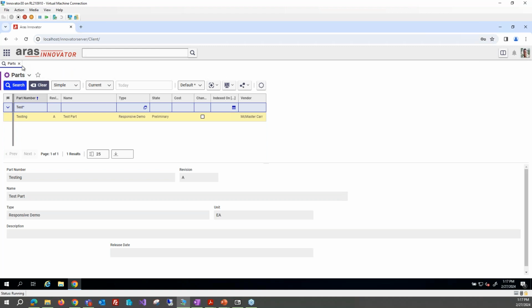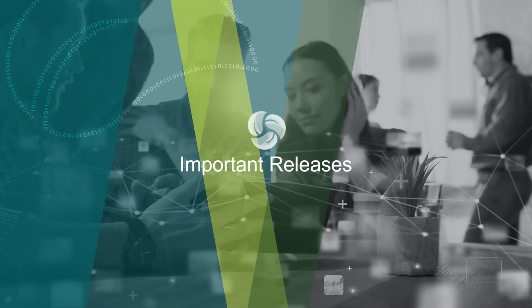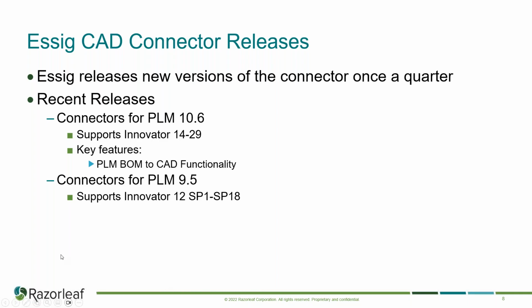So this is where we want to cover, one, the important information about Aras releases that are upcoming and have come before, but we also want to cover some of our partner releases as well. One of our key partners here is Essig PLM. They create connectors for Aras to connect to various CAD systems. And Essig releases new versions of the connector usually once a quarter. So if, say, release 30 came out this quarter, they'll have a new connector release for 30 the following.